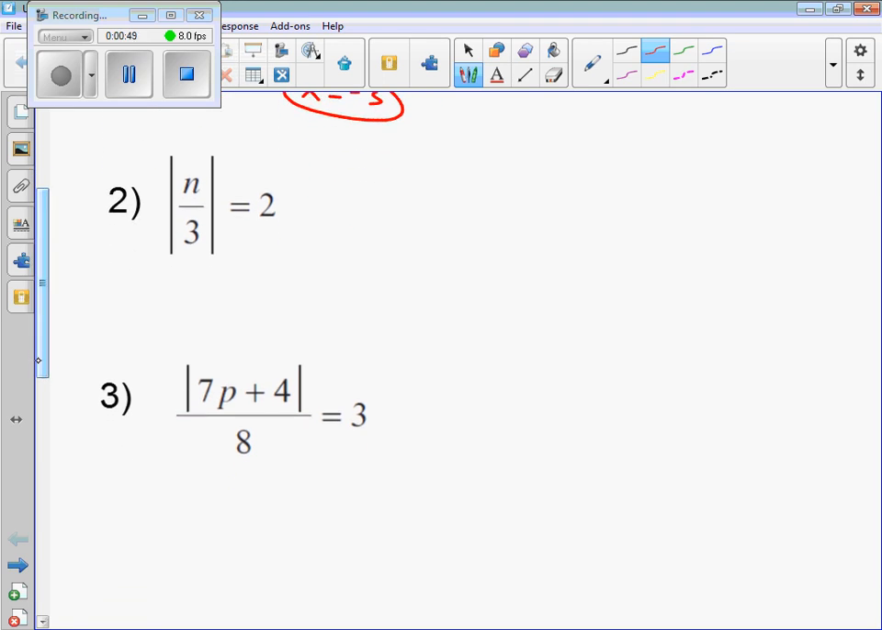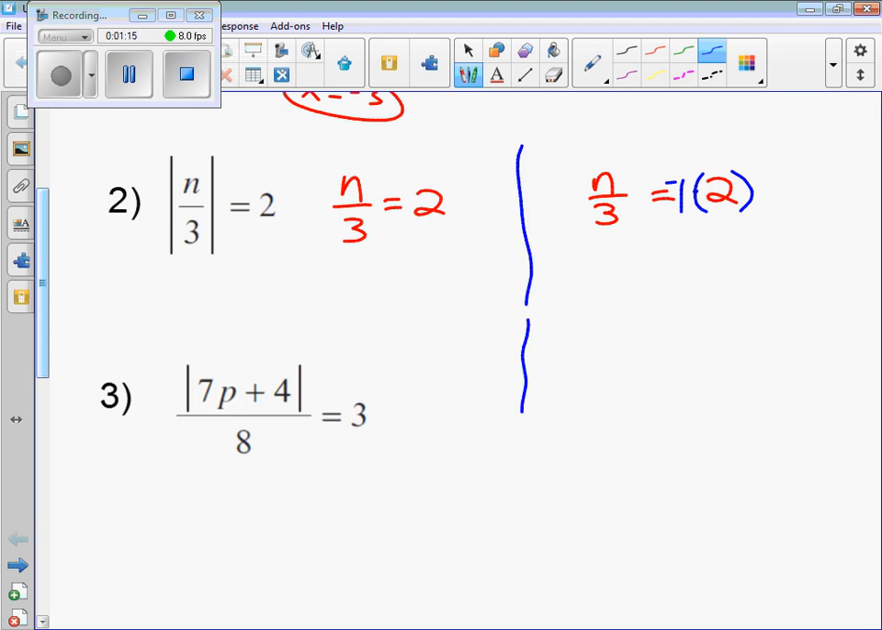On to number 2. The very first thing here would be to write two equations down, both equations. They're exactly the same. The only difference is multiply the right side of the equation by -1. By doing this, now I solve both equations. You multiply by 3, n equals 6. That's one of my solutions. And we have n over 3 equals -2. Multiply by 3, n is going to equal -6.